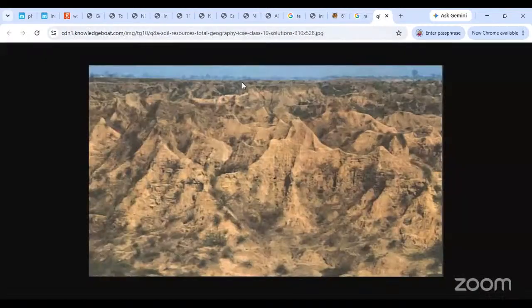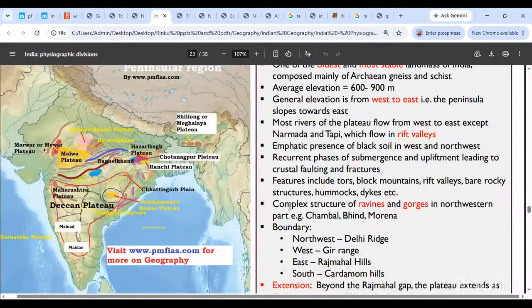Is this picture clear enough? This shows you exactly how a ravine and gully landscape looks. We are saying that usually it is a very heavily dissected landscape. This is exactly the kind of structure that you will find on plateaus. On the Peninsula Plateau, structures like hummocks, dikes, and ravine and gully landscapes, or heavily dissected plateaus, are very common to find.